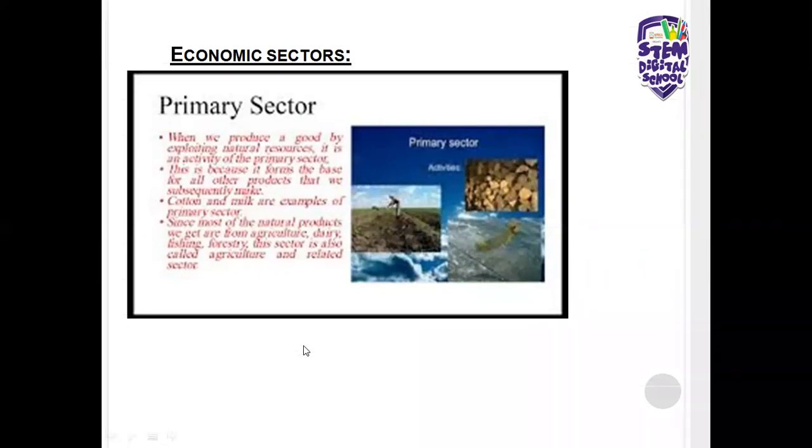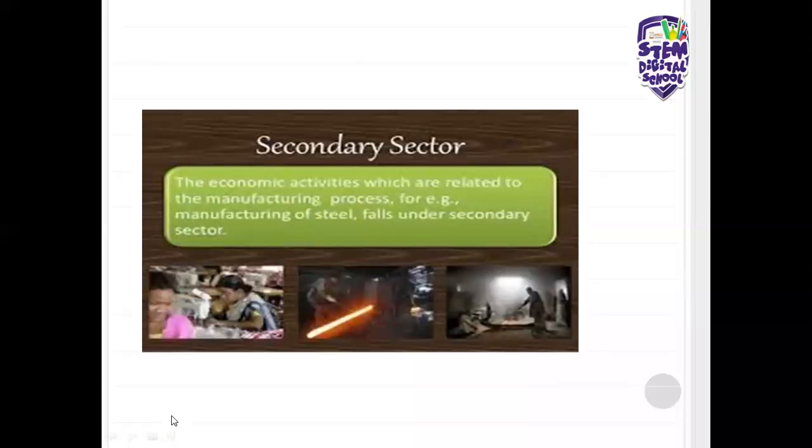Okay, as I said, I know it's not quite clear there, but I have read it for you. And just remember what I said, that the primary sector is all the natural resources or the raw materials that are needed to start a product or to manufacture something. We're going to repeat this all the time now. So if we're going on to the next one, that is your secondary sector, the economic activities which are related to the manufacturing process, for example, manufacturing of steel, fall in the secondary sector.